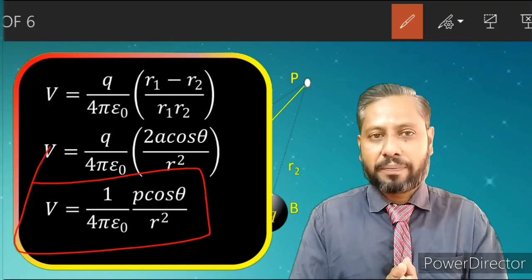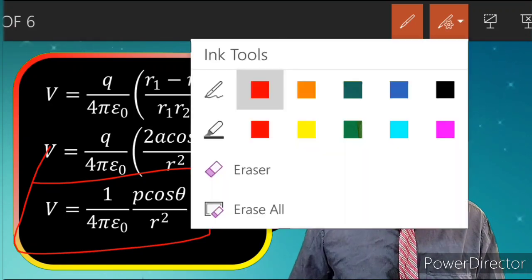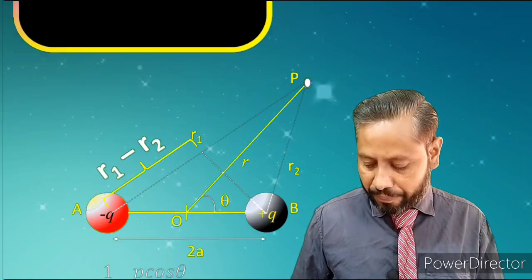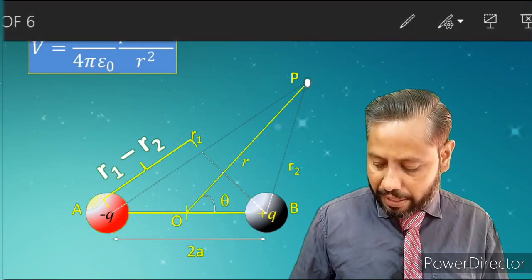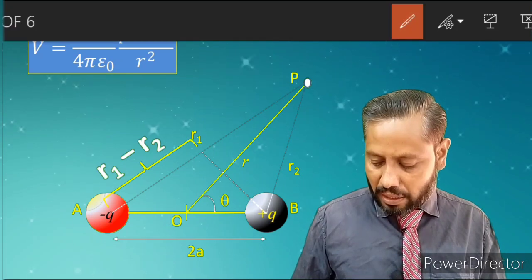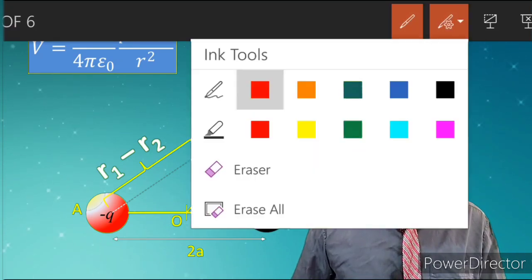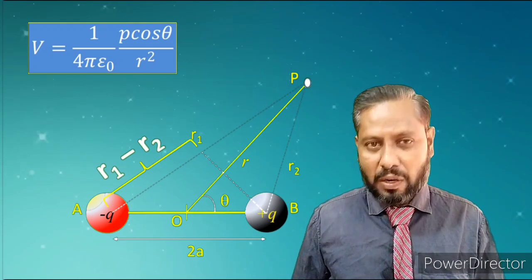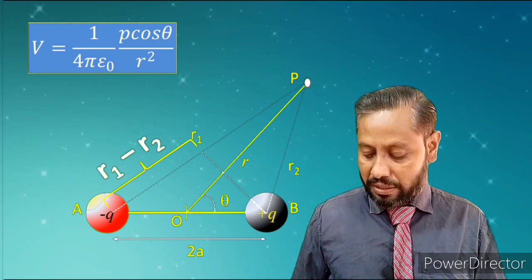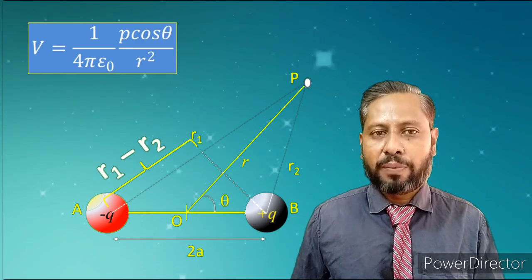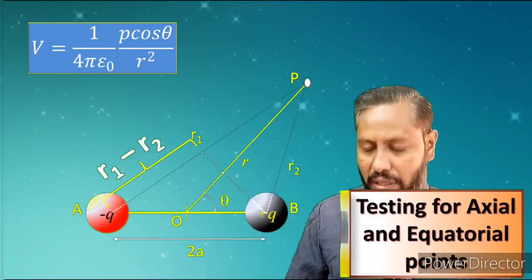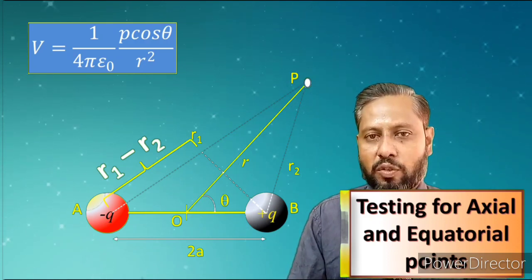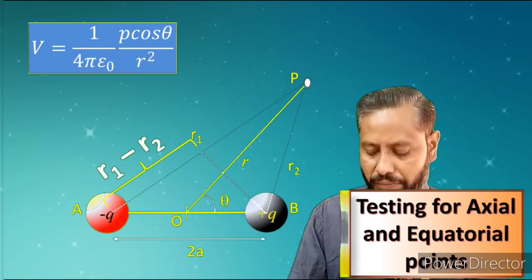Now what is the important thing here? The important thing is that this potential does not simply depend upon p and r, but also on the cosine of the angle, as you can see in the formula. Now let's test these values against our previous results, for the axial potential and for the equatorial potential.